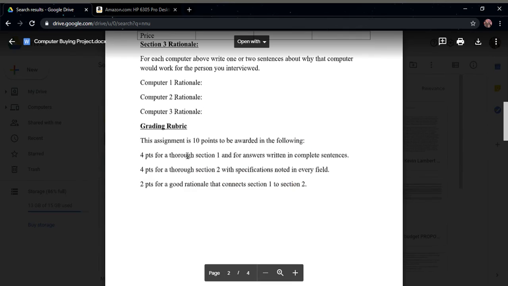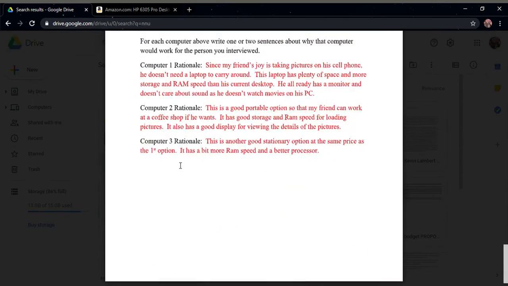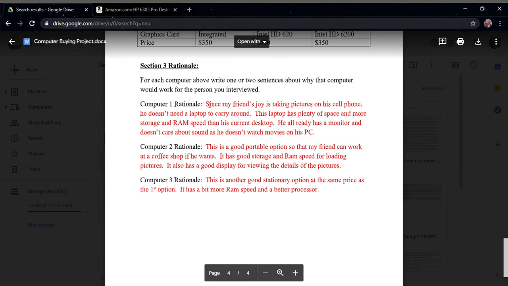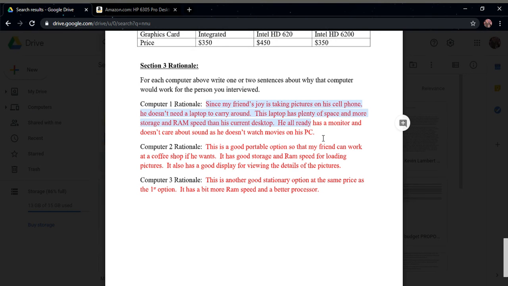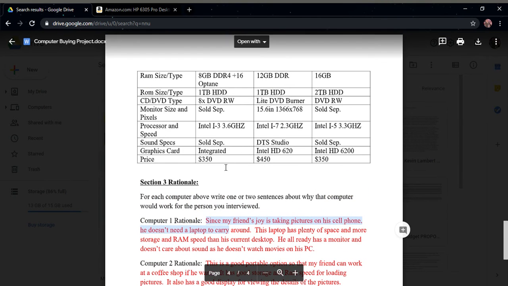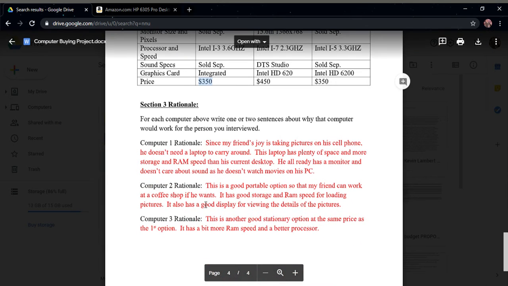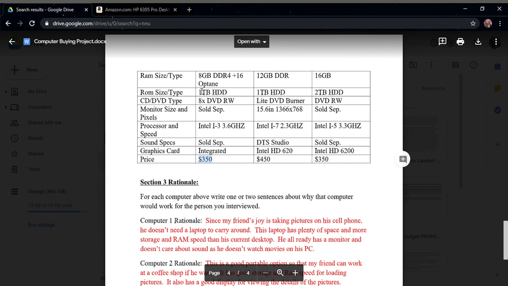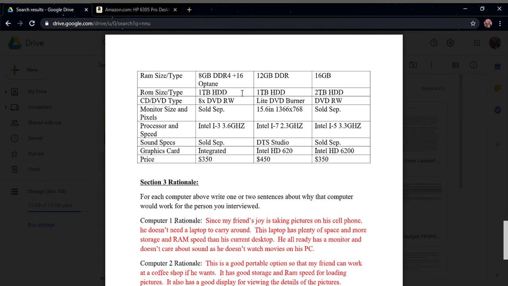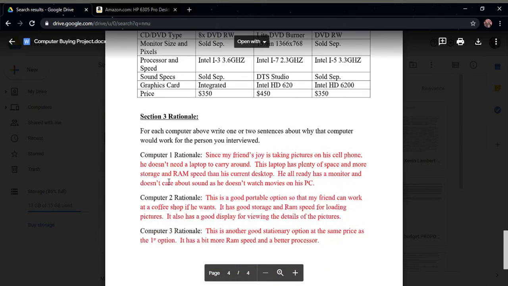So give me a rationale. I'll show you my rationale down here. So I pretended that I had a friend who takes a ton of pictures, and he doesn't really use a laptop, but he just needs plenty of memory space. And so I explained that here. I said he already has a monitor, he doesn't care about the sound, and he doesn't watch movies on his PC at all. He just wants a big hard drive. He wants to spend about 350 bucks. So that's my rationale for computer 1. Has a major hard drive, a 1 terabyte hard disk drive, HDD, has a CD, DVD type, which is good.